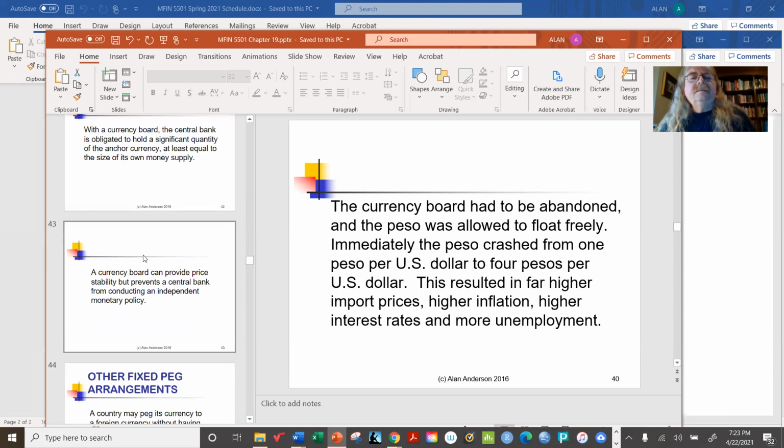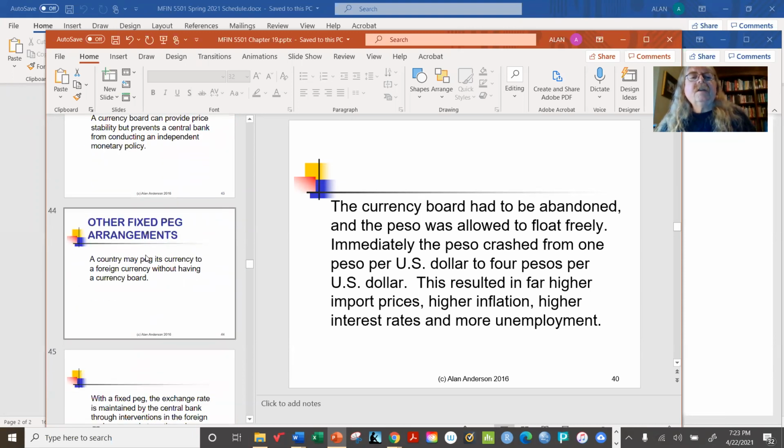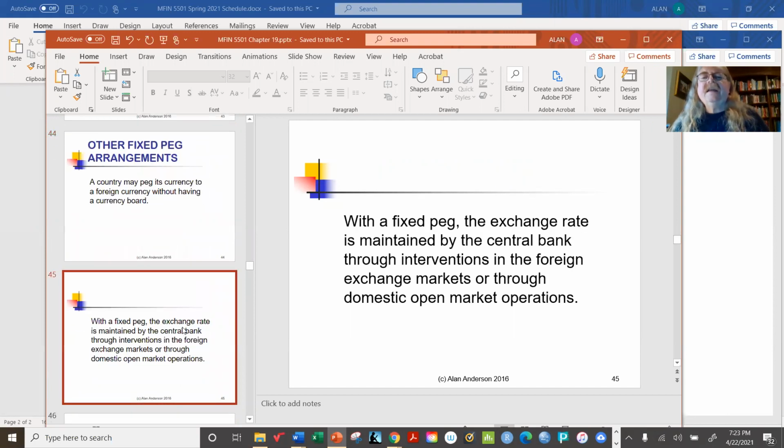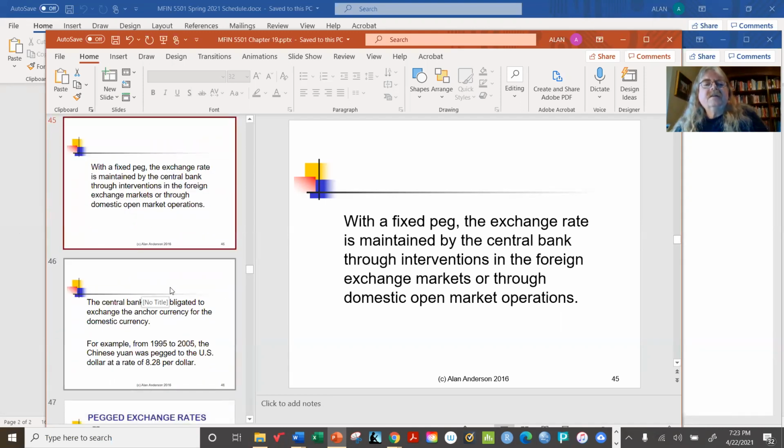All right. Now there are other arrangements as well. A country may peg its currency to a foreign currency without having to have a currency board. And in that case, the exchange rate, as we've already seen, is maintained by the central bank through interventions in the foreign exchange market or through domestic open market operations. The bottom line is that you've got to keep your currency fixed at a certain rate. Otherwise, nobody will take you seriously.